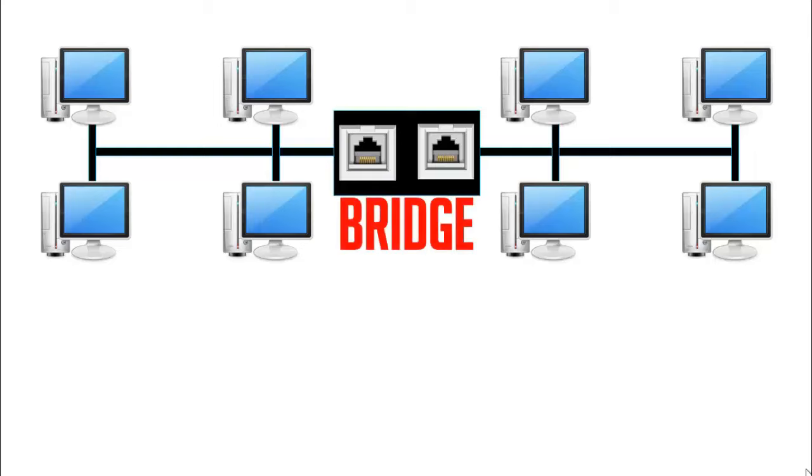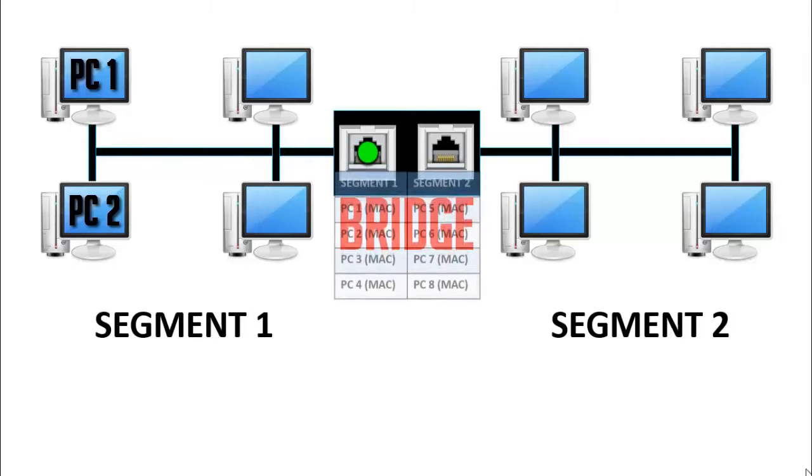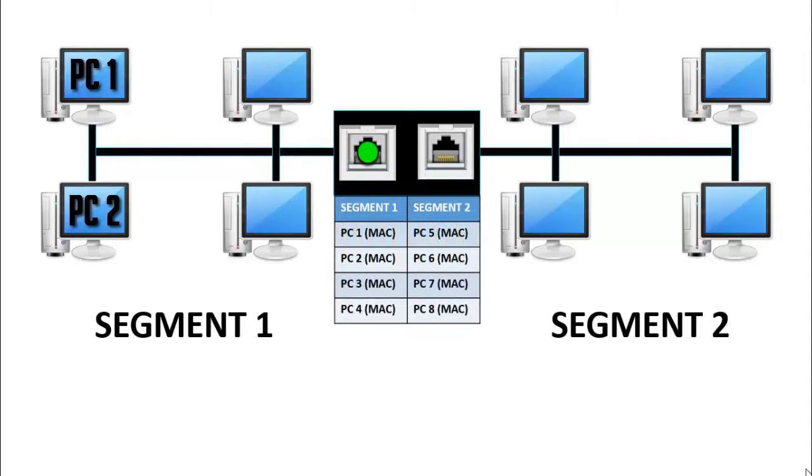A bridge divides a LAN into two segments and stores all the PCs' MAC addresses in its table. Now, if PC1 tries to send data to PC2, the data will first travel to the bridge. The bridge will read its MAC address table and decide whether to send the data to segment 1 or segment 2, and after that it will broadcast. Since PC2 is in segment 1, the bridge will only broadcast the data to segment 1. And like this, it reduces the traffic in a network.